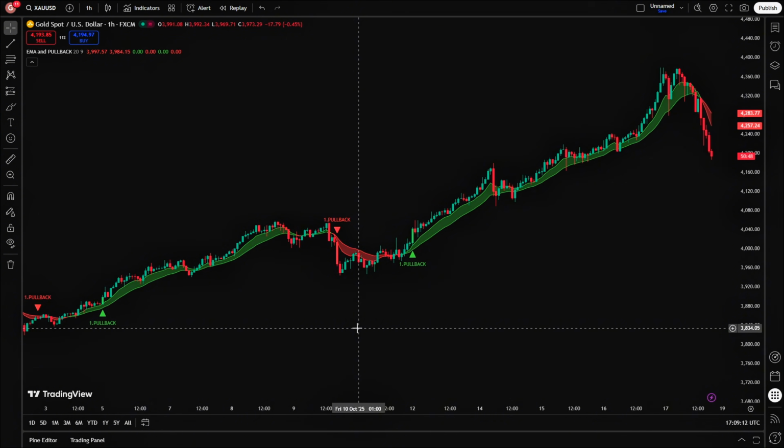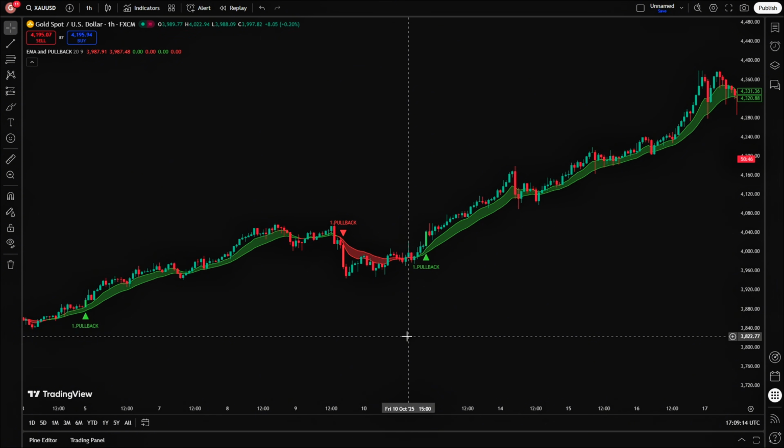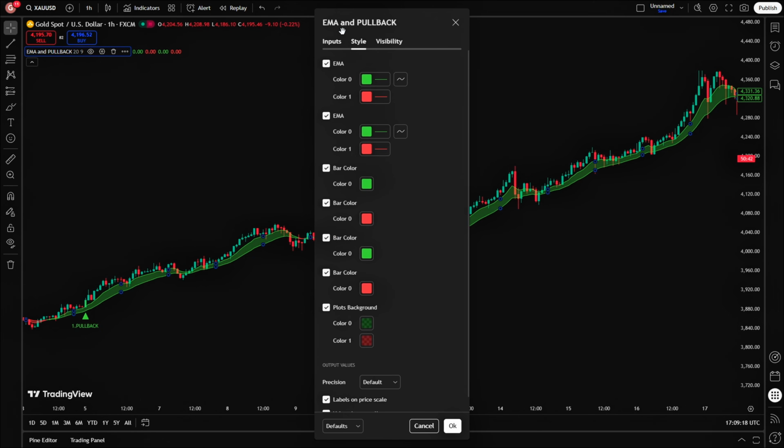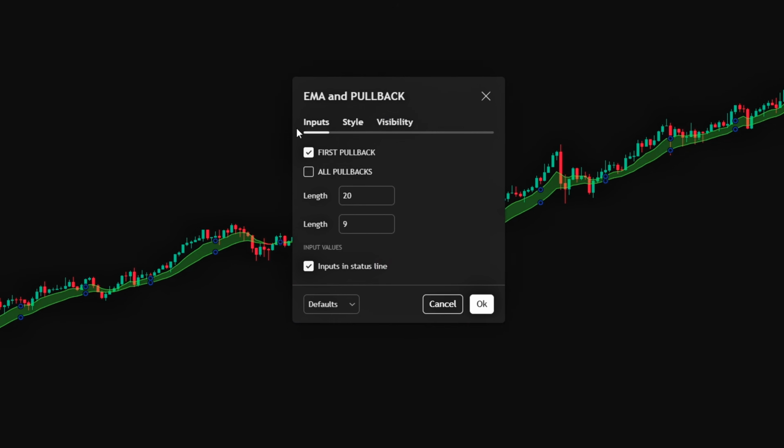Adjusting the settings. Let's fine-tune the indicator for cleaner and more accurate signals. Click the settings icon next to the indicator's name. Under the Inputs tab, enable First Pullback Only. This removes repetitive alerts and focuses on the first, most reliable retracement after a trend begins.